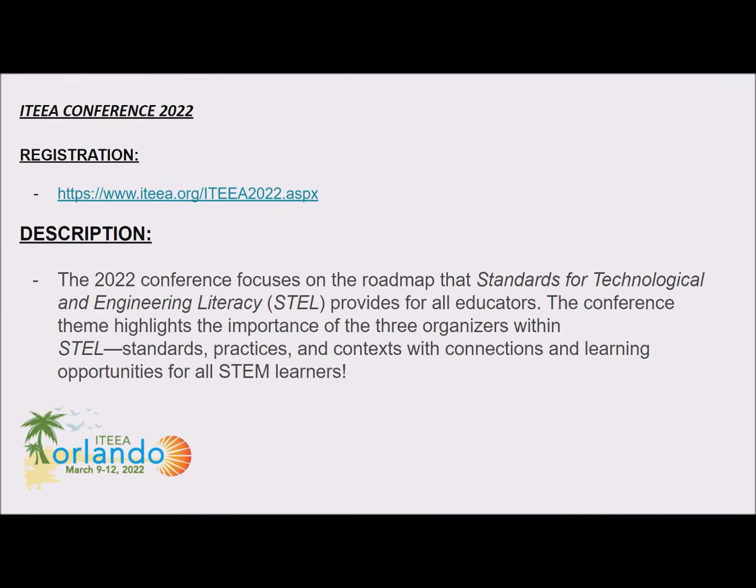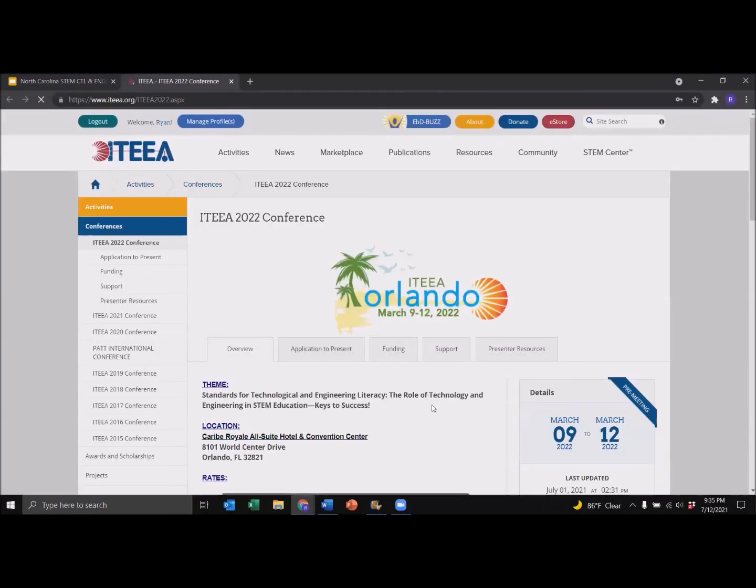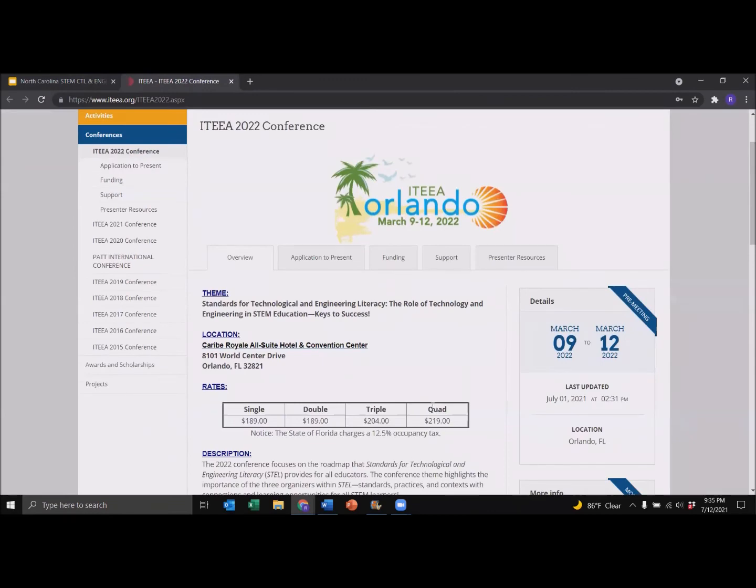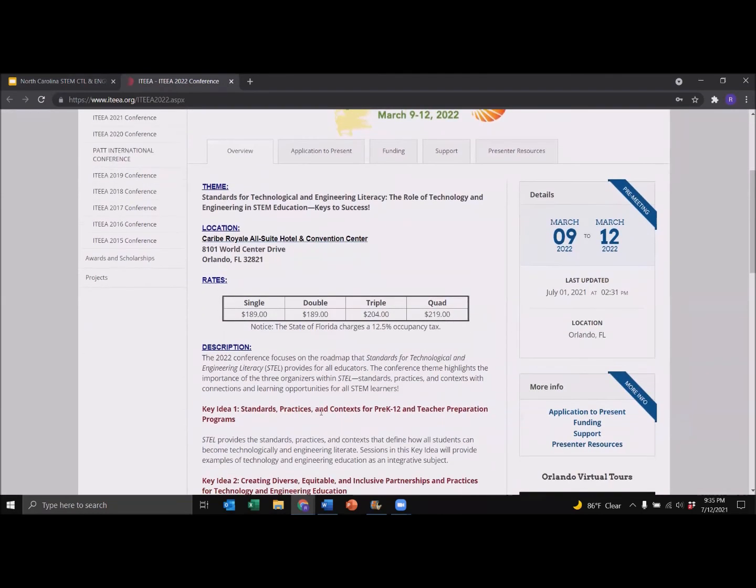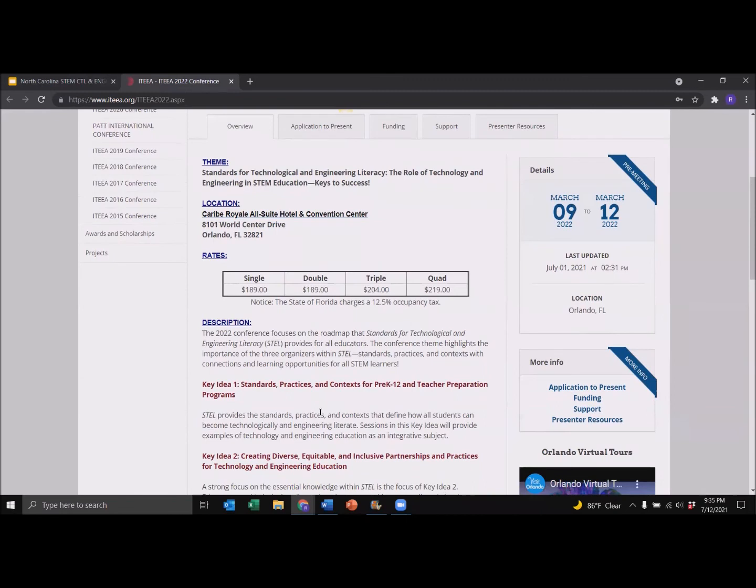Our ITEA conference this year is in Orlando, Florida, as featured at the bottom of a lot of the slides. Registration for it is open and ready for you to go through and register. It's a physical conference overall, with our theme being the STEL, or Standards for Technological and Engineering Literacy, the role of technology and engineering in STEM education, keys to success. Located over there in sunny Florida.